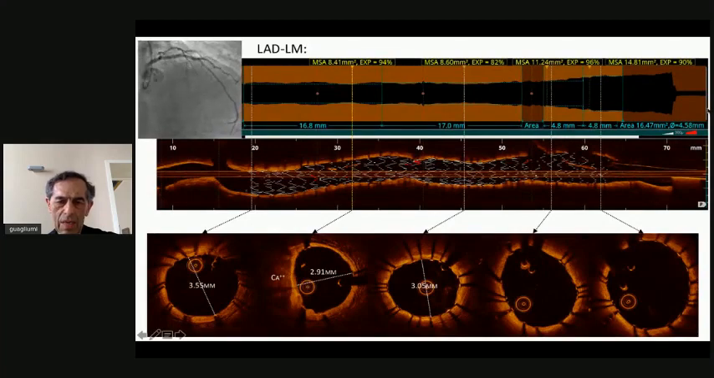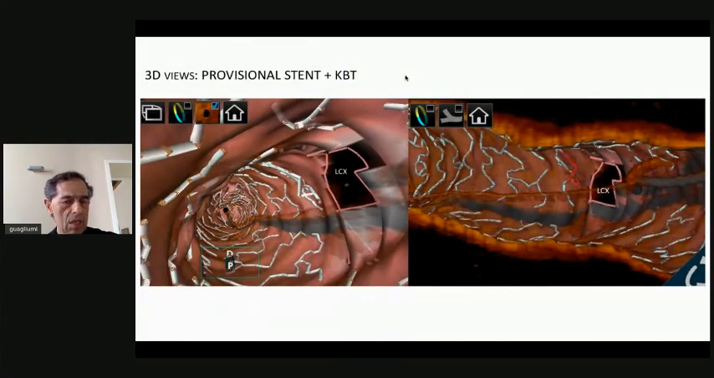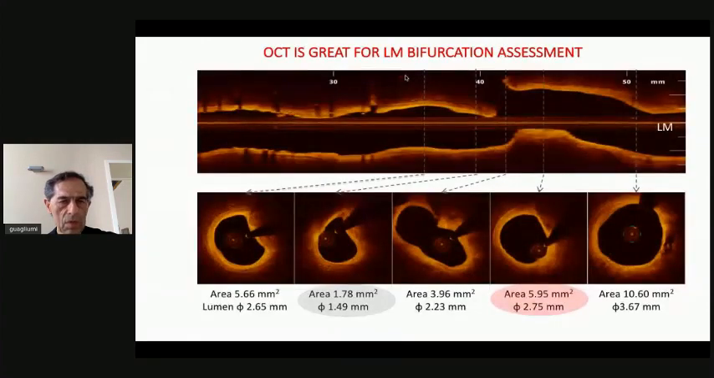One additional scan informs you about the full acquisition. You can see the rendering of the stent with different cross-sections, and you can divide it into multiple segments and assess the expansion of your stent. This is the 3D view, provisional stent, KBT, and you can see how nice the opening of the circumflex was.